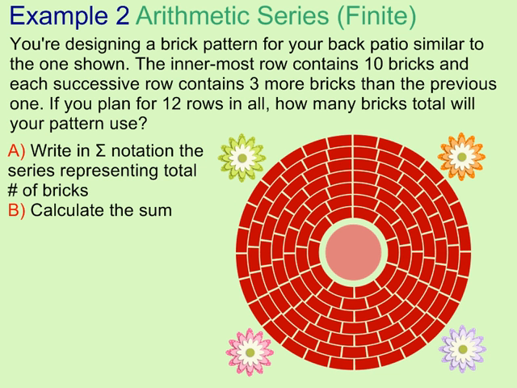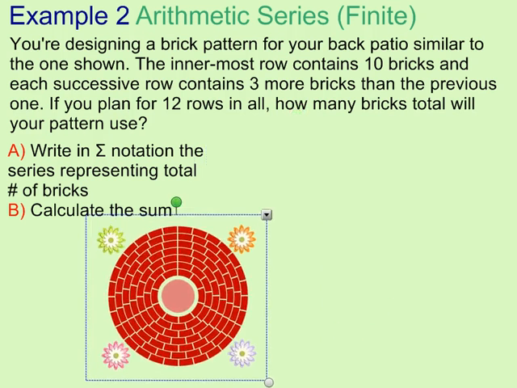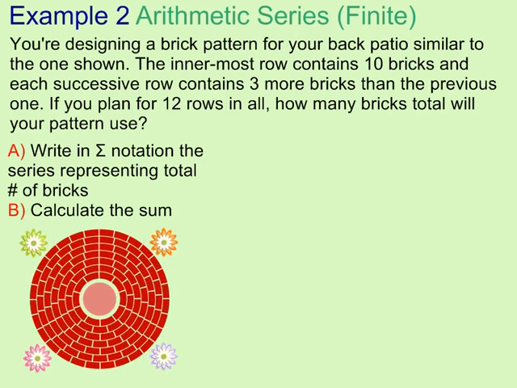Let's say you're designing a brick pattern for your back patio, similar to what you see here. The innermost row contains 10 bricks. So on this picture, 10 bricks right there. And each successive row contains 3 more than the one before it. Let's say you plan for 12 rows in all. I didn't draw all 12 in this diagram here, but pretend that there's 12 rows there. And how many total bricks will your pattern use? So I'd like to keep the graphic on here, but let me shrink it down at least. So write in sigma notation the series representing the total number of bricks.